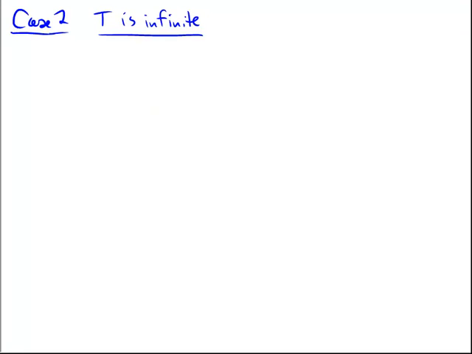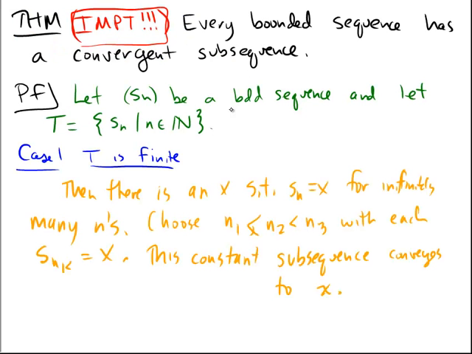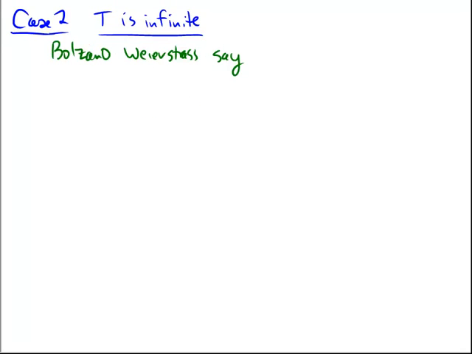Okay, so now the challenging part, the infinite case. If T is infinite, we're going to go through Bolzano-Weierstrass again. Bolzano-Weierstrass says that if we have an infinite, remember infinite and bounded, set, then T has an accumulation point. Accumulation point x.